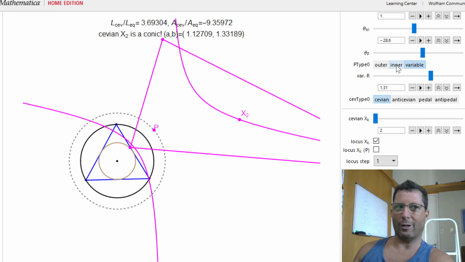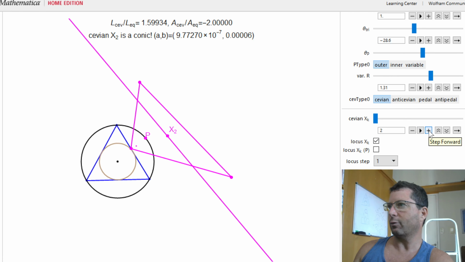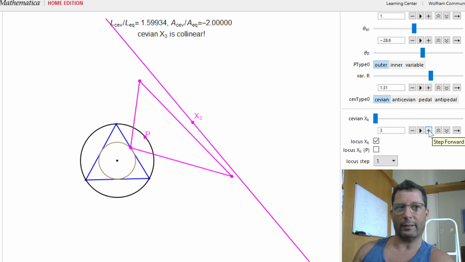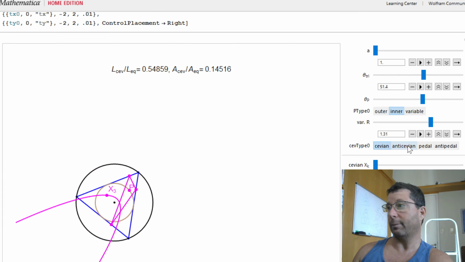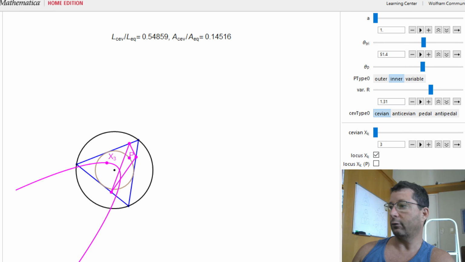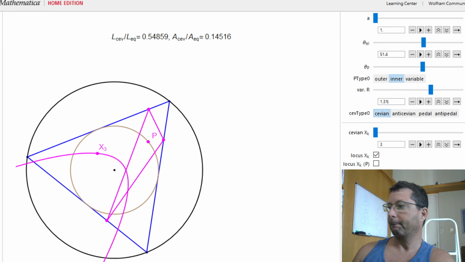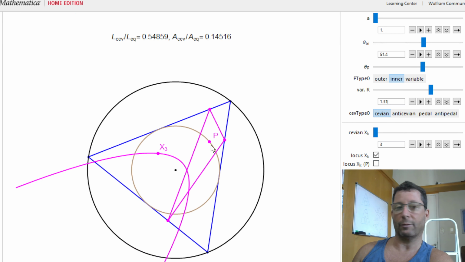How about x3? We know that x3 did not look nice when we placed P in the incircle, so likely it's not going to behave well here as well. Here's x3, it's a straight line when P is on the circumcircle. Actually, x3 was a parabola without the affine transformation when P is on the circumcircle. So we thought that this was a parabola.